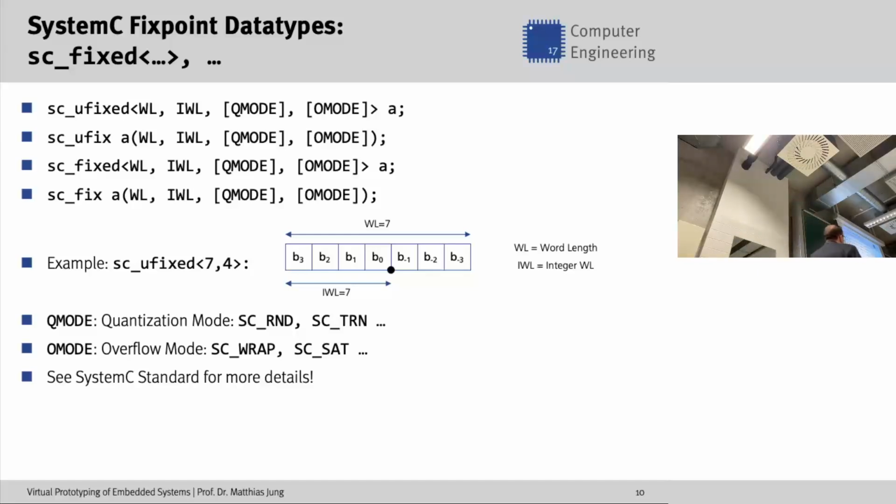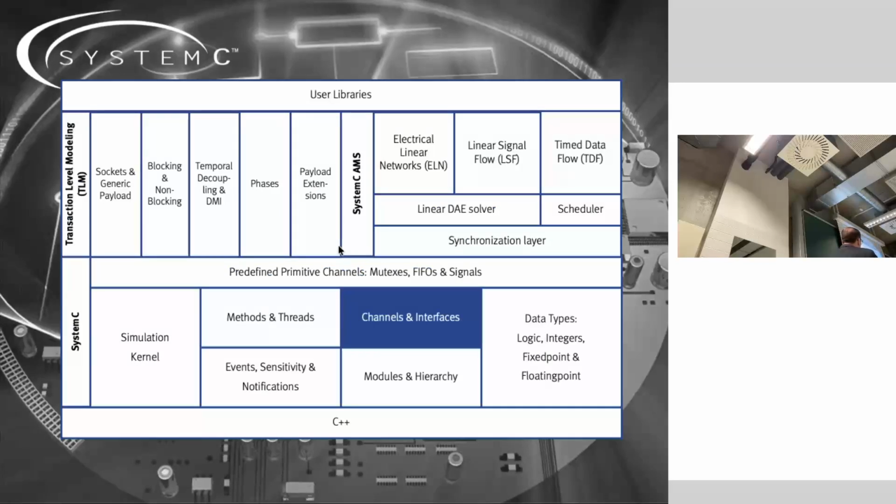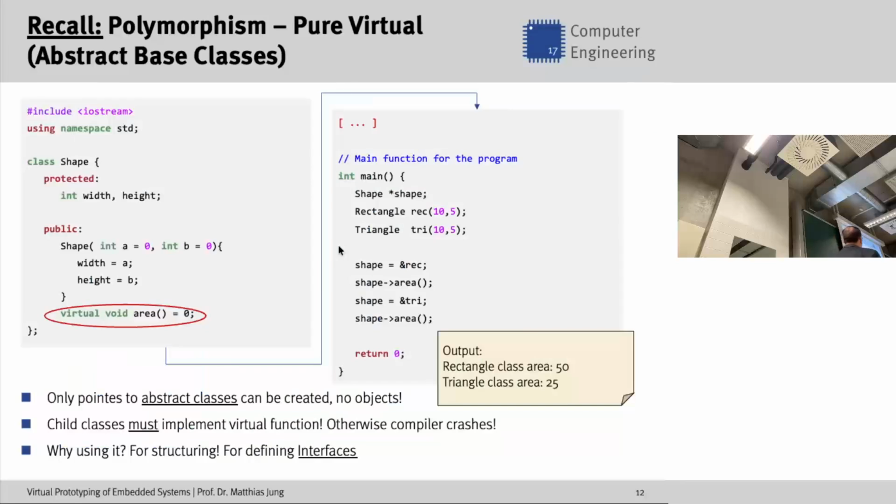Okay, but just details. I don't want to spend so much time on this because that's something you can read in the standard, and it's not so difficult then to understand. Okay, so let's go to the more interesting topic, which is channels and interfaces. And there we need something from object-oriented programming, which is polymorphism.